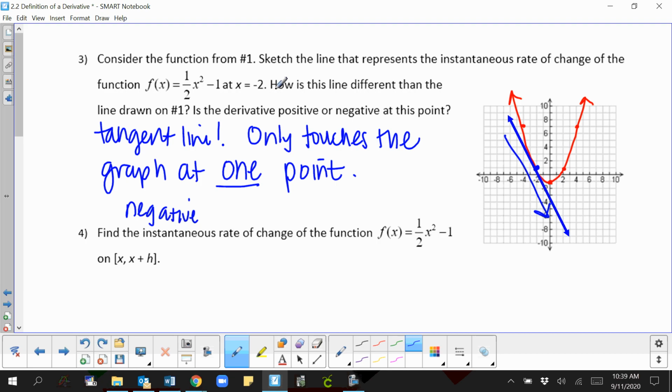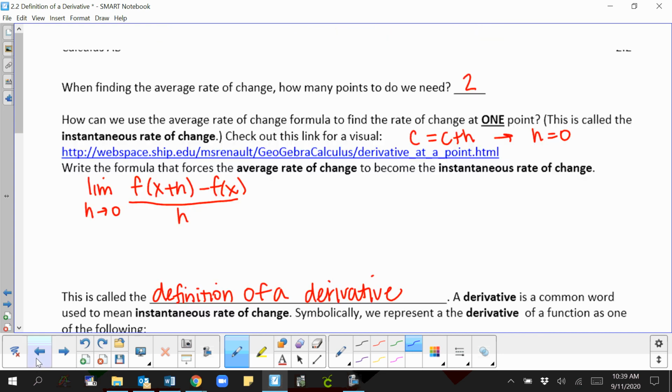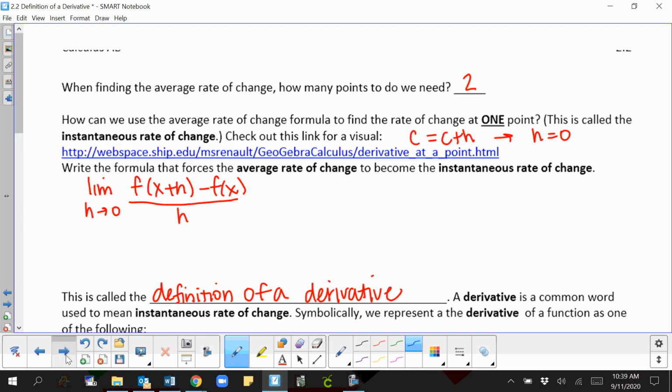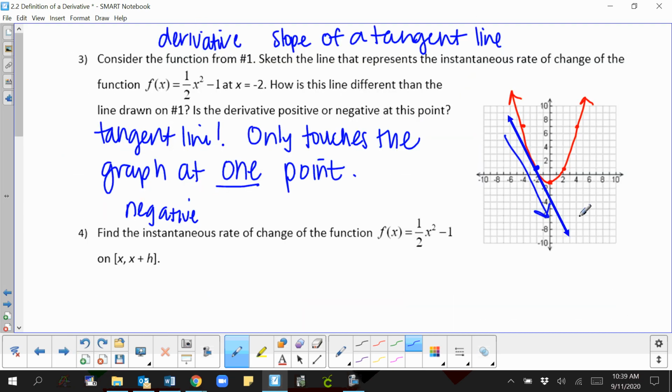So another way that you can think of a derivative is the slope of a tangent line. Remember, we were using our secant lines to find our average rate of change. And so that average rate of change is the slope of that secant line. So our derivative is going to be the slope of our tangent line.